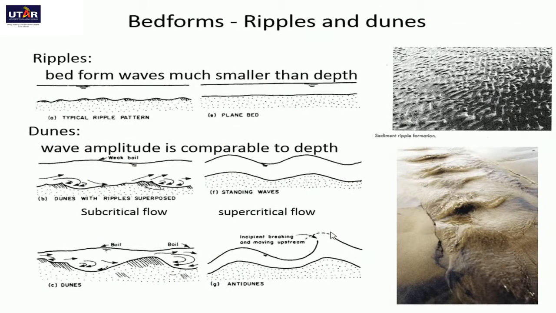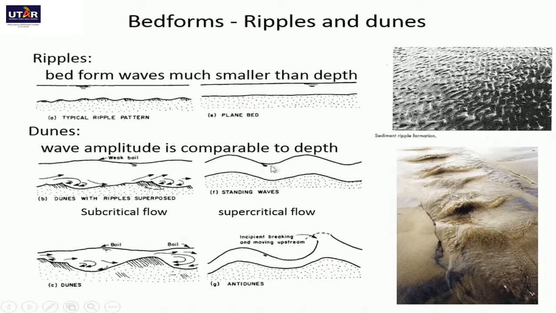Depending on various conditions, the deposition and erosion patterns create distinctive shapes of the bed. They are classified as ripples and dunes. Here are some examples. Ripples occur when the bed form waves are much smaller than the depth. The dunes occur when the wave amplitude is comparable to the depth.